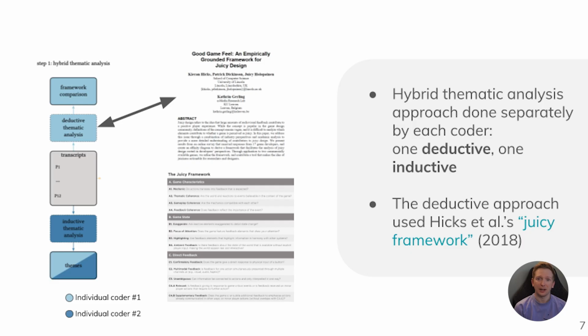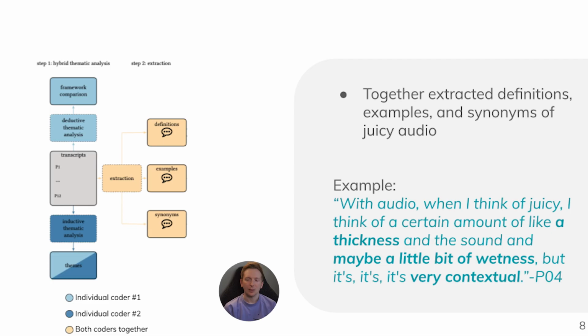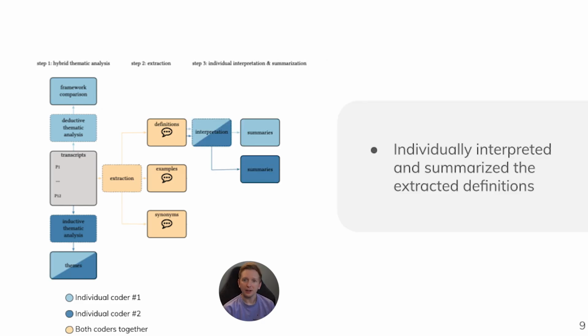And after completing our independent coding of the data, we moved on to the next step. In this next step, we worked together to extract definitions, examples, and synonyms of juicy audio. For example, one participant mentioned how the sound would have to have a little bit of thickness and a bit of wetness in order to sound juicy, as well as the context of how the sound's being used being very important. For the next step, we went through independently and interpreted and then summarized the extracted definitions from our participants.